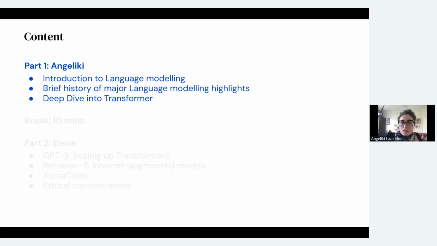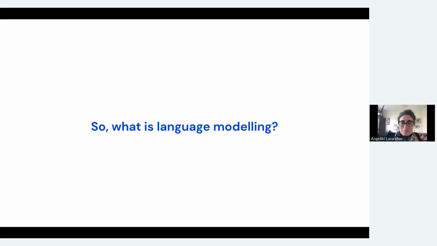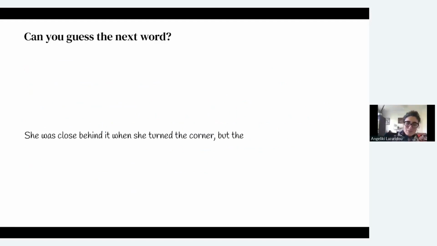Okay. So first things first, what is language modeling? I am going to show that with an example. This usually goes a bit better in an actual presentation rather than a virtual one, but we'll see what we can do. So here is a sentence. She was close behind it when she turned the corner, but the... can you guess the word that follows? Anyway, I'll assume that people cannot guess the word. It's actually a pretty hard one.